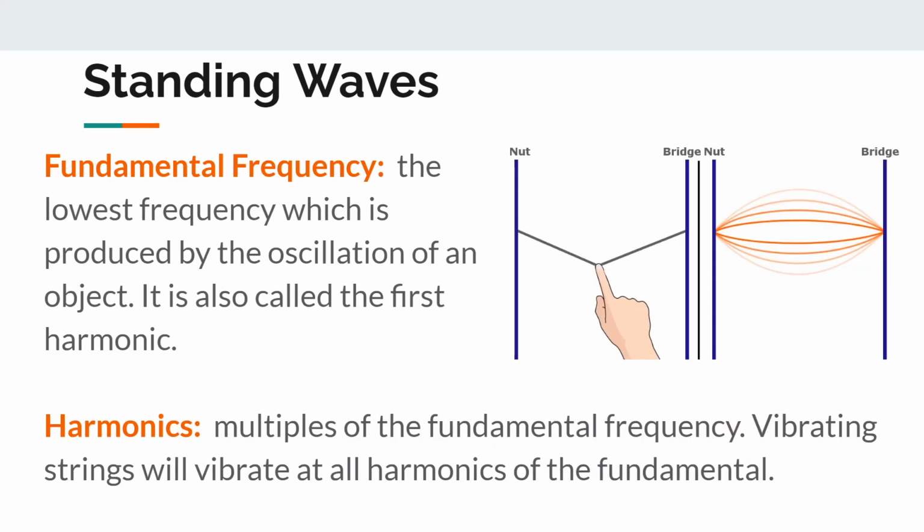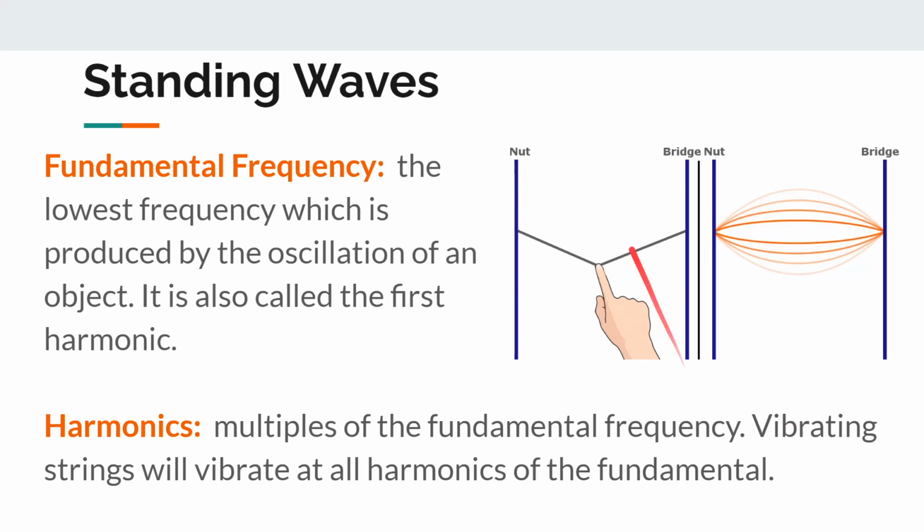Okay, so another term that he mentioned in his video was fundamental mode or fundamental frequency. Fundamental frequency is the lowest frequency that is produced by the oscillation of an object. It's also called the first harmonic, and you heard him also use the term harmonic. Okay, so we're going to talk about a bunch of terminology today as well.